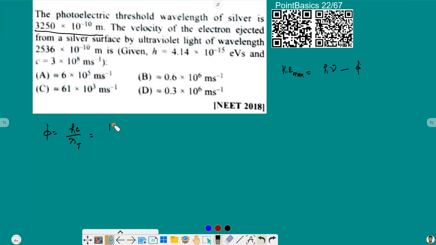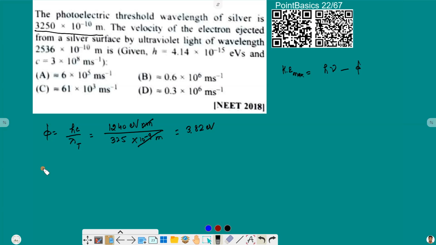So hc is 1240 electron volt nanometer, and lambda threshold is 325 into 10 raised to power minus 10, and that can be written as 325 into 10 raised to power minus 9 meter. Now nanometer and minus 9 are the same, so they get cancelled, and this will give us 3.82 electron volt. So this is basically the work function.